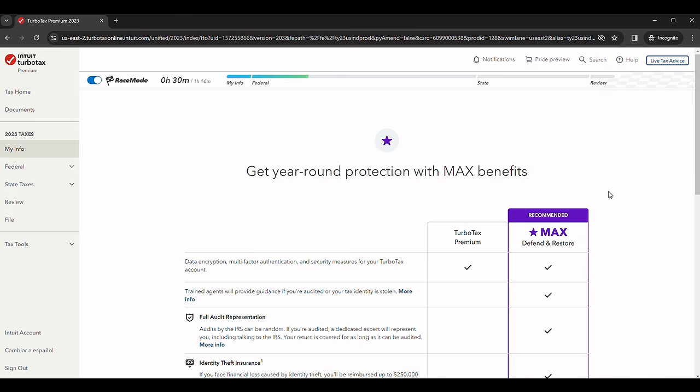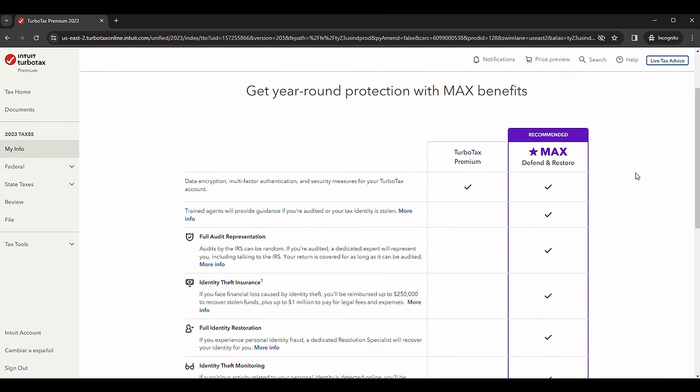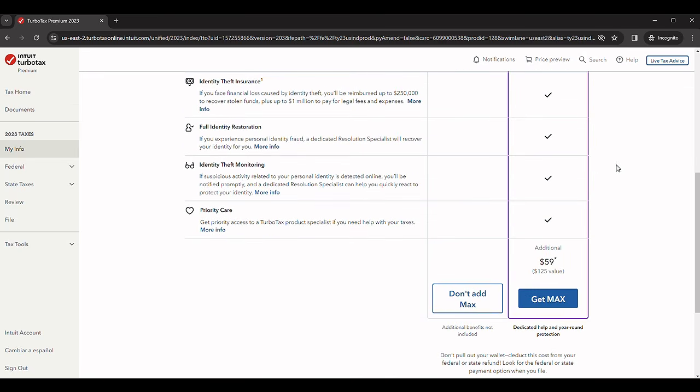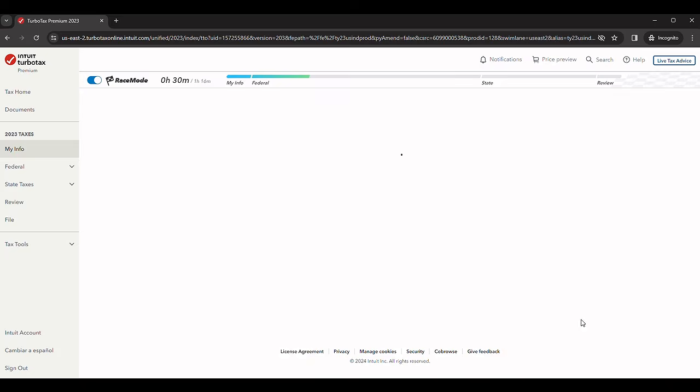Now here they're asking for year-round protection with max benefits. I'm going to say no, thank you. So how do I say that? I say, okay, don't add max.